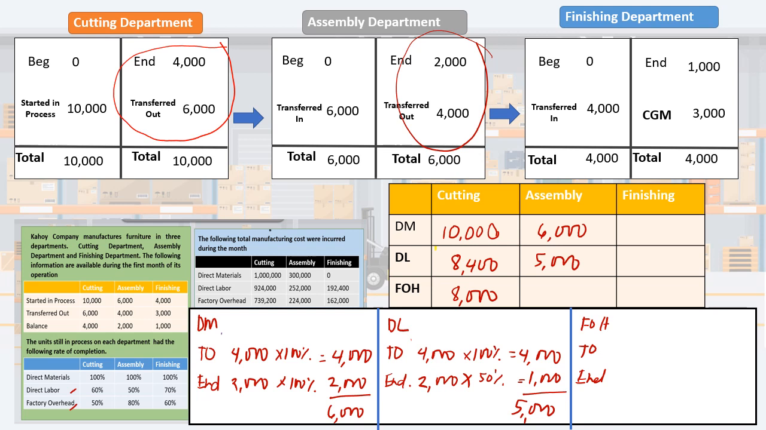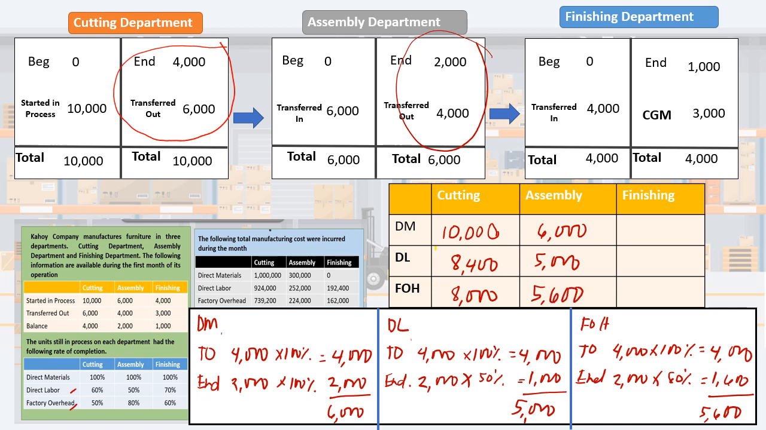Next, factory overhead. So, yung transferred out natin is also 4,000 units. Multiply natin sa 100%. So, therefore, lagay natin dito 4,000. So, yung ending natin, 2,000 units. So, ang rate completion natin, kung babalikan natin dito, we have 80%. So, times natin sa 80%. So, 2,000 times 80%. Ang lalabas po na result dyan ay 1,600. So, therefore, the equivalent unit of production factory overhead under assembly department will be 5,600 units. So, lagay natin dyan 5,600.